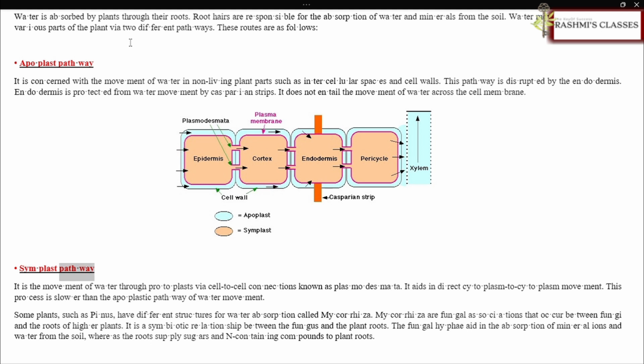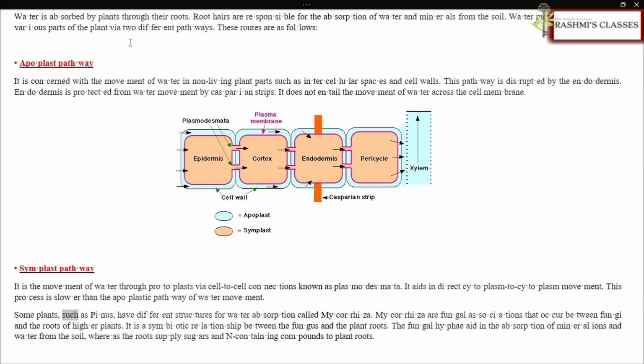Symplast pathway. It is the movement of water through protoplasts via cell-to-cell connections known as plasmodesmata. It aids in direct cytoplasm-to-cytoplasm movement. This process is slower than the apoplastic pathway of water movement.